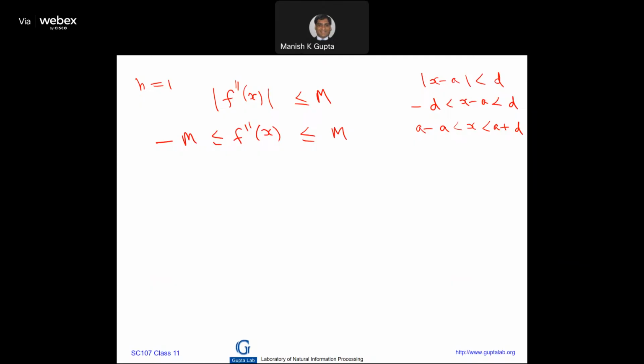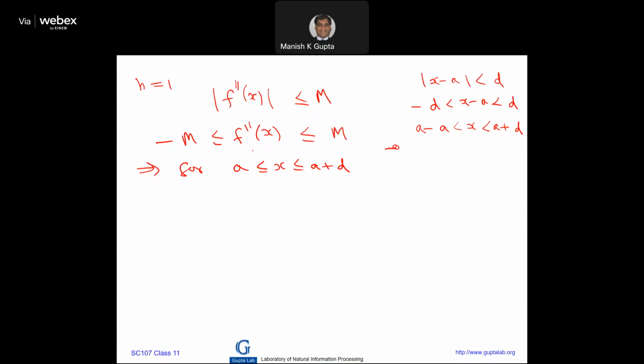Now, for a moment, I am assuming that x is greater than a. In this interval, x is greater than a. Then what will happen? This implies that for a less than or equal to x less than or equal to a plus d, I am only taking these values of x. Similar can be done when x is less than or equal to a. I am leaving that. Okay. So when x is greater than or equal to a, then I can integrate.